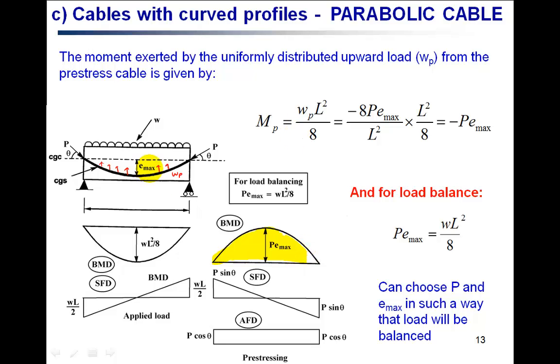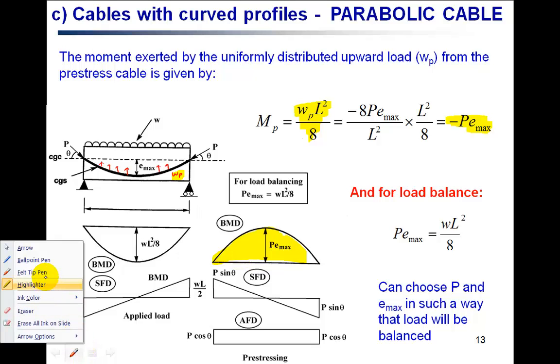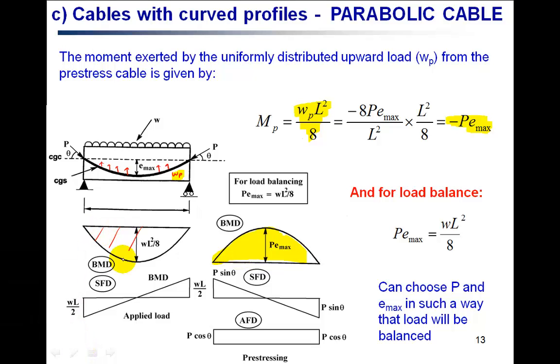And we know that for the load of WP acting uniformly in the upward direction, the negative bending moment is given by WP L square over 8. You put in the value of WP here, 8 PE max over L square, and we can get that the moment caused by this pre-stressing force WP on the concrete is PE max, which is a negative moment, and this moment will counteract the moment caused by the external loading, which is WL square by 8.